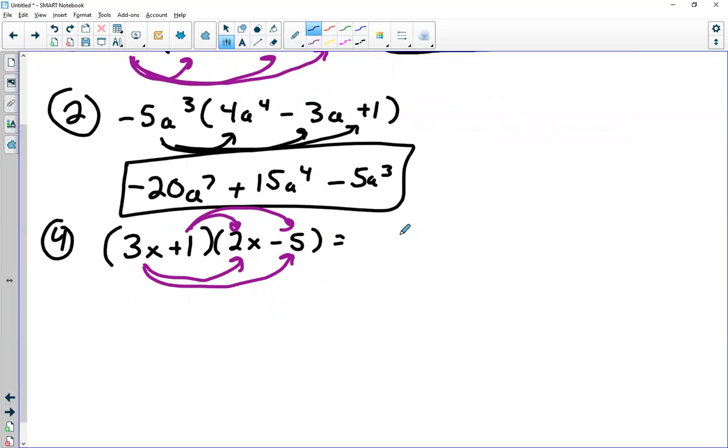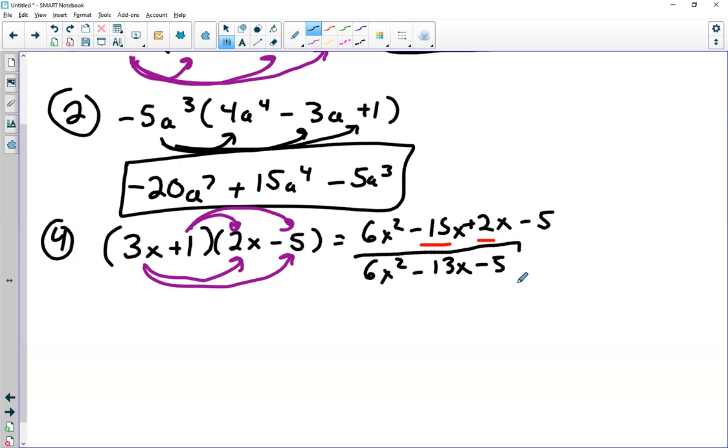So then we're going to do 3x times 2x, 6x squared. 3x times -5, -15x. 1 times 2x, plus 2x. 1 times -5, minus 5. Then you're combining the like terms: 6x squared minus 13x minus 5. Once all like terms are combined and we're satisfied, we're done.